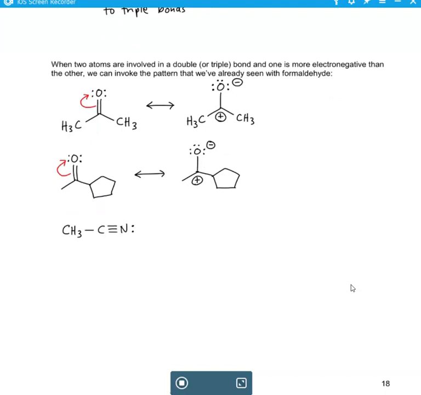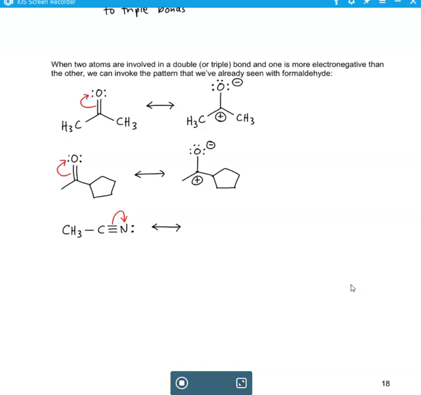Here's an example that involves a triple bond. Does anybody remember what is the name of that functional group? If you said nitrile, you are absolutely correct. And so we have a multiple bond between two atoms that have different electronegativities. And so we can do what we did with the carbonyl group. That is, start an arrow at the triple bond and point to nitrogen.